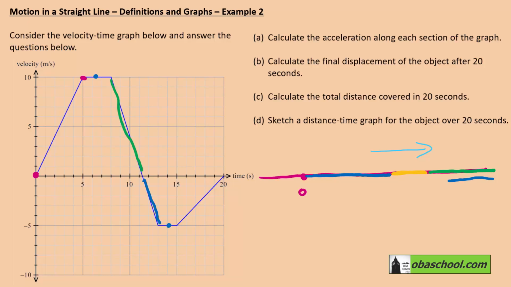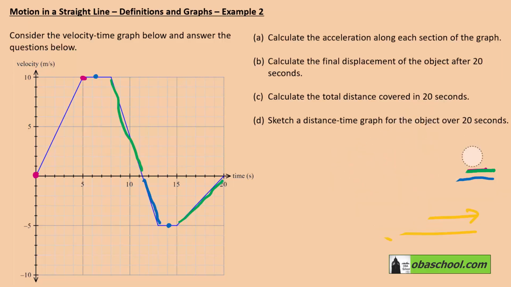Then it's going to travel at a constant velocity for a short time. And then finally, it's going to be slowing down, but still traveling in the negative direction because the velocity is negative. And it'll end up at some point here. So that's the overall motion. It travels out and it travels back.